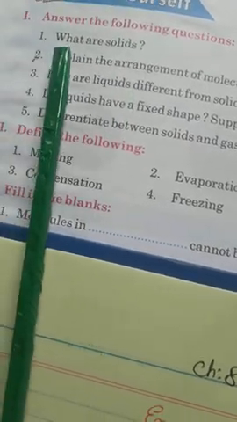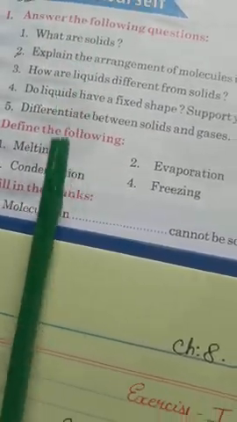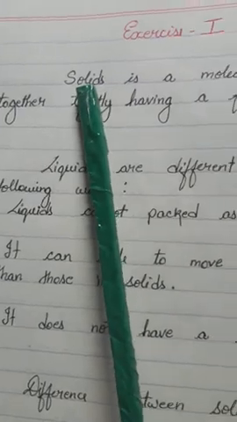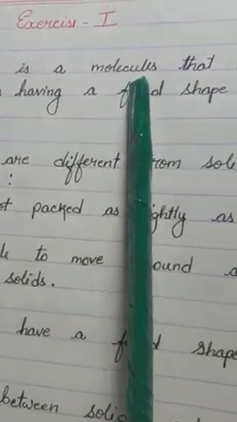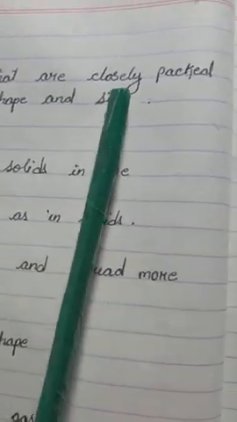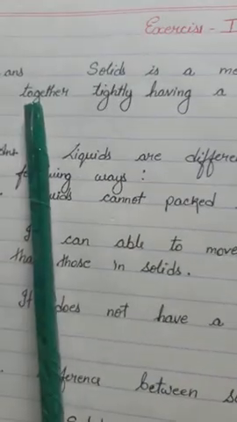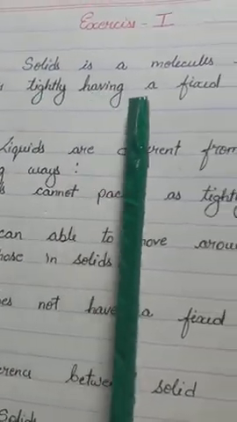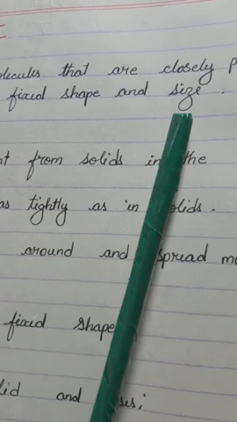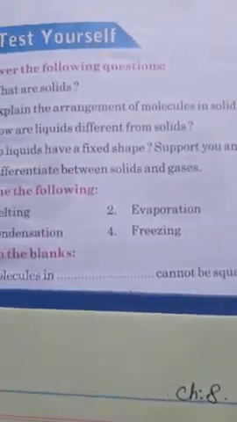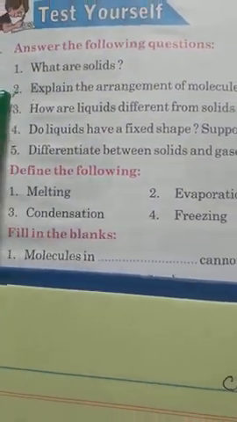Number 1. What are solids? The answer. Solid is molecules that are closely packed together tightly, having a fixed shape and size. Now question number 3. Number 2 we don't need to do.